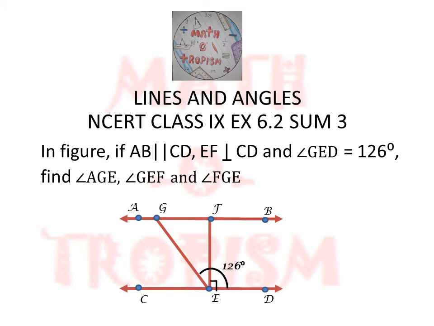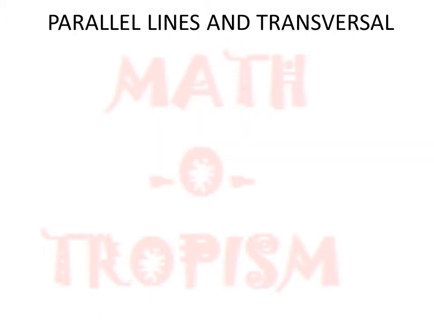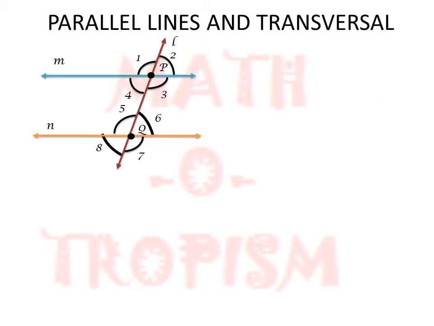In the figure, if AB is parallel to CD and EF is perpendicular to CD and angle GED is equal to 126 degree, find the angles AGE, GEF and angle FGE. So before proceeding with the sum, since they have mentioned that AB is parallel to CD, first we will do a small revision of parallel lines and transversals.